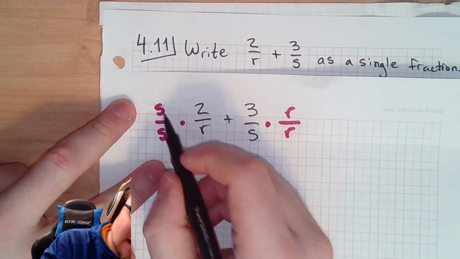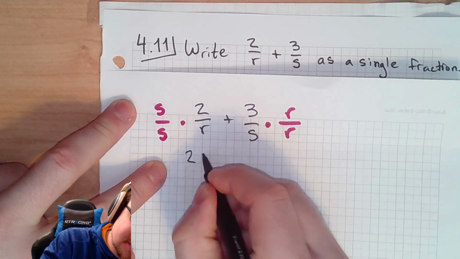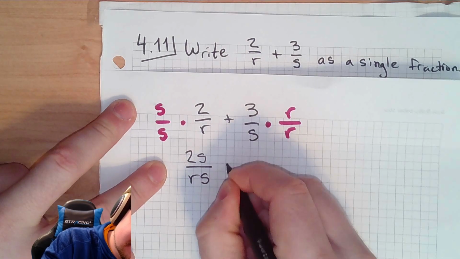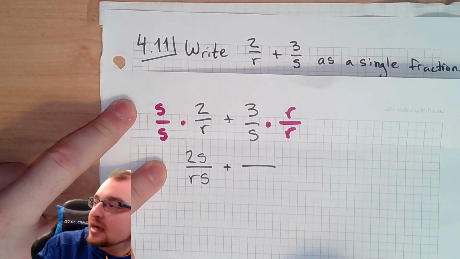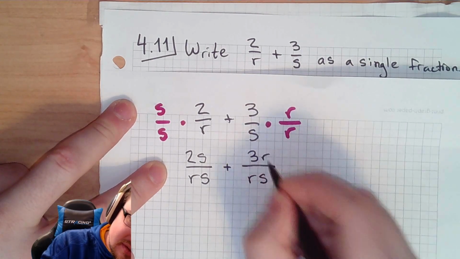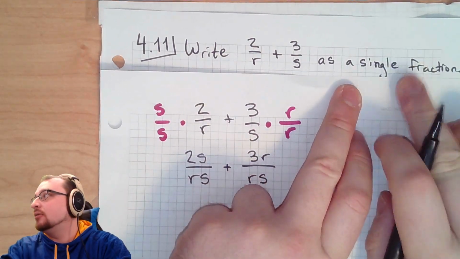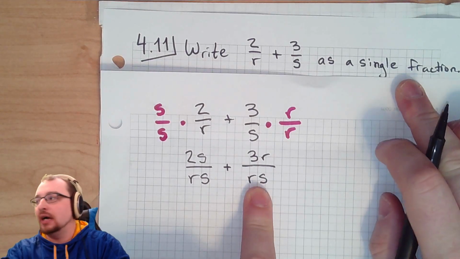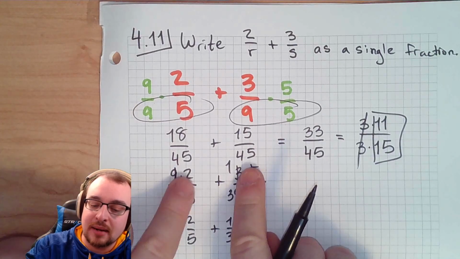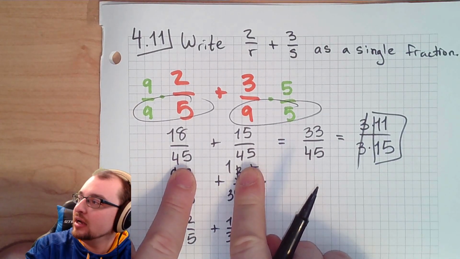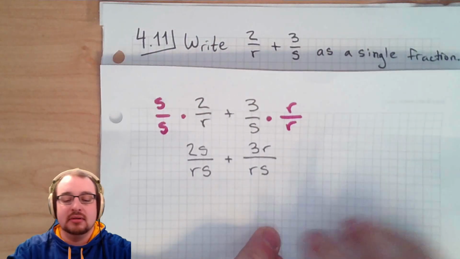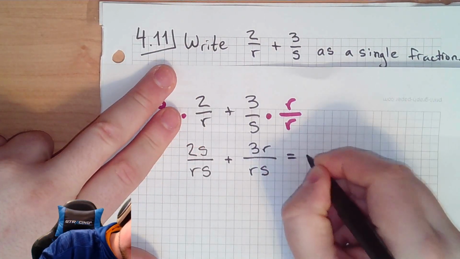So when I multiply this all out, multiplying across, I get 2s over, I'll write r then s because alphabetical. That's just me. And then this is r times s as well in the bottom, and I get 3r. So it's not one fraction yet, right? They want it as a single fraction. This is still two fractions, but because the denominator is the same, just like in this example problem, the denominators are the same, right? I can just write it as all over 45. So here, I can write it all over rs.